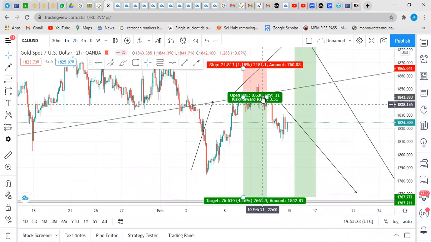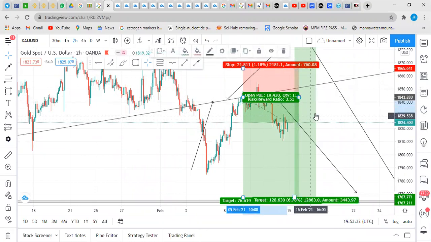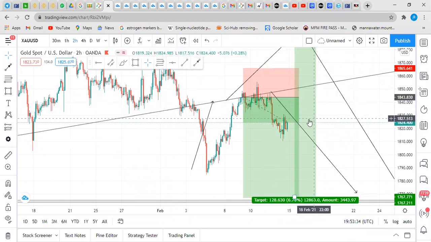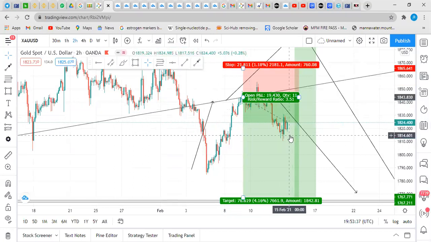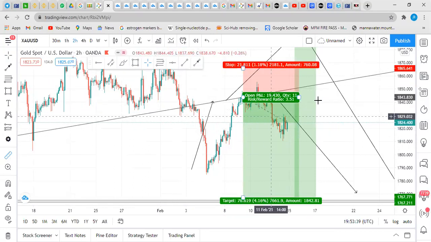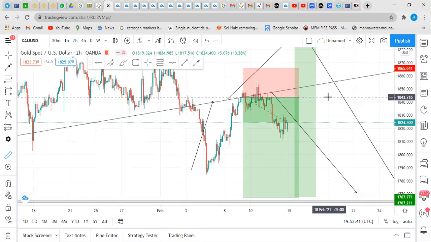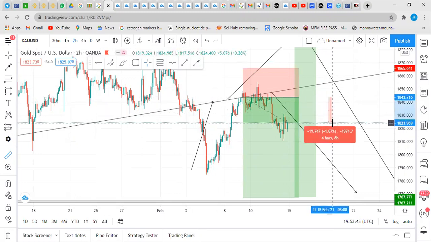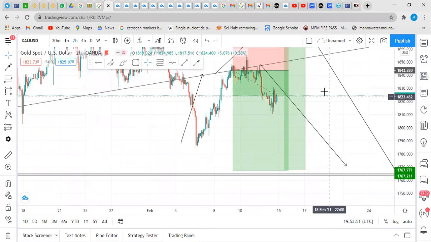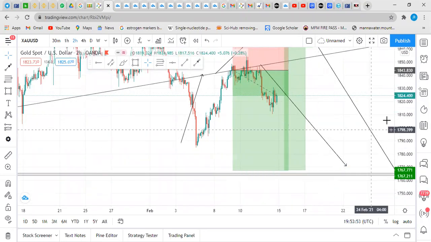See what triggered? And it went a bit here, and then it started dropping. So currently now we are in. See, it has moved a lot of pips. I'm still expecting gold to drop more this week, in this new week.